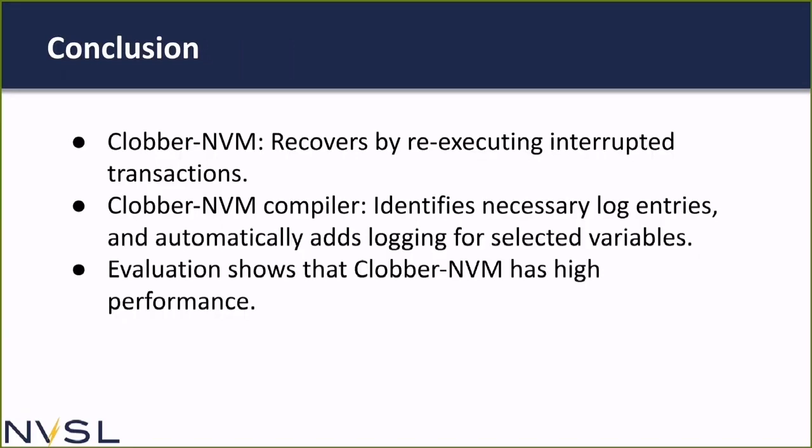Here, we conclude the paper. Clobber NVM is a system that recovers by re-executing interrupted transactions. At recovery, interrupted transactions restore inputs using Clobber log and vlog, then re-execute to the end of the transaction to reach a consistent after-execution state. Clobber NVM uses compiler analysis to identify necessary log entries and adds logging callbacks for selected variables, including Clobber input addresses and non-local volatile variables. Our evaluation shows that Clobber NVM significantly improves performance compared to state-of-the-art failure atomic libraries.